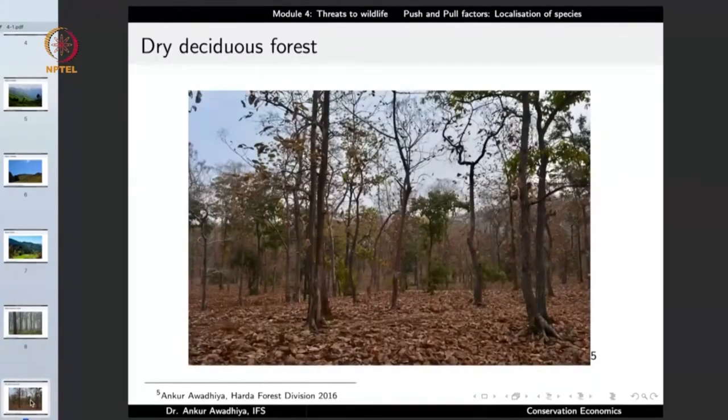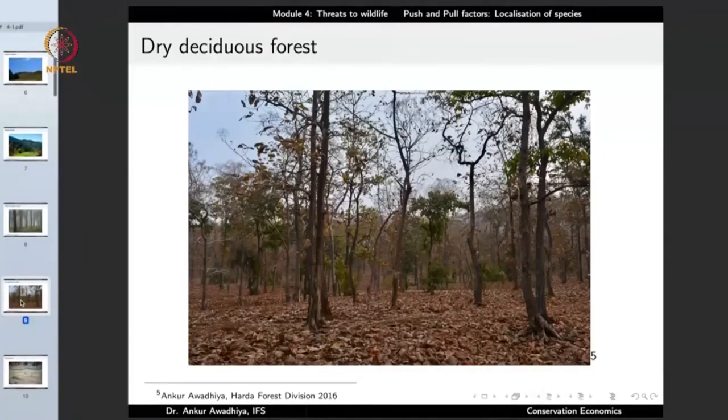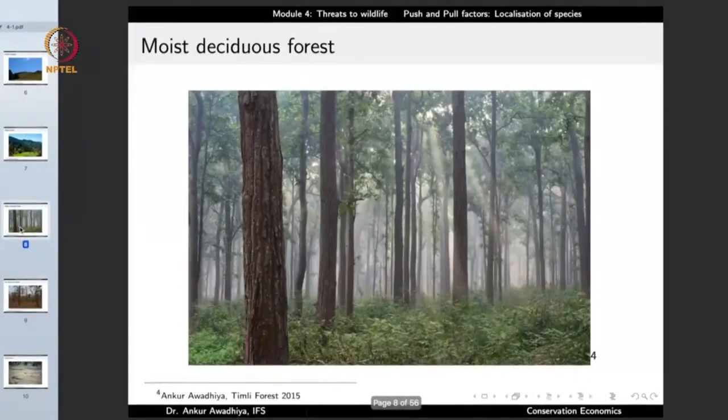This is an image from a dry deciduous forest in Madhya Pradesh. Here again you can find that the floor is completely covered with leaves, and there are very few leaves on these trees. So this is an image that was taken in the season when the trees are shedding their leaves. This forest is dominated by teak and teak associated species. And both these dry deciduous forests and the moist deciduous forests are very good homes for tigers.